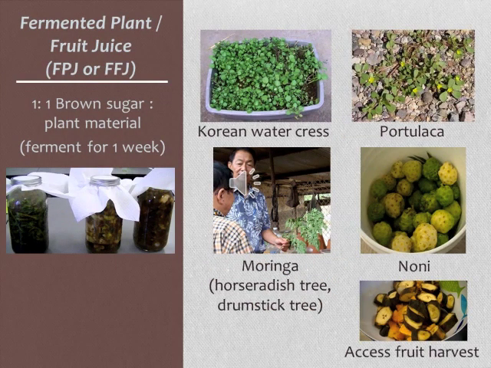To prepare fermented plant juice or fermented fruit juice, you can mix 1 part of brown sugar with 1 part of plant material collected readily from your farm. For example, Korean watercress, portulaca, which is a common weed, and noni fruits or excess fruit harvested from your farm, or even moringa tree leaves. Fill up this ingredient to no more than 2/3 full in a glass jar and cover it with paper towel. Let it ferment for 1 week and you will have fermented plant juice.